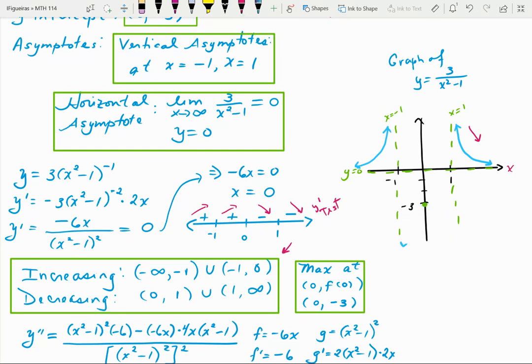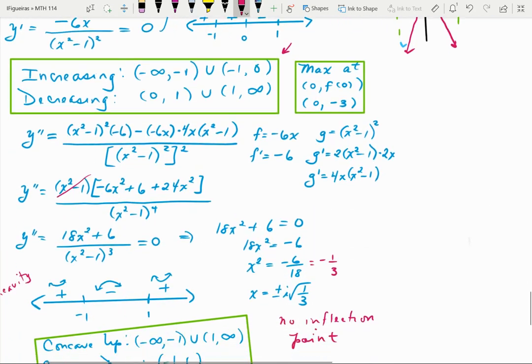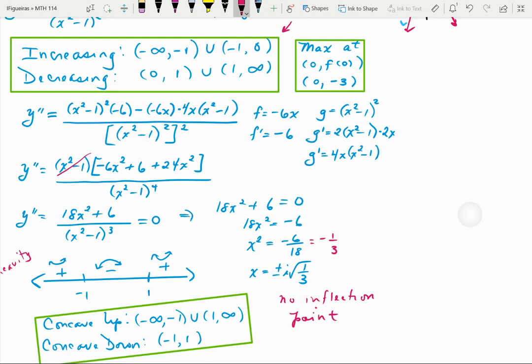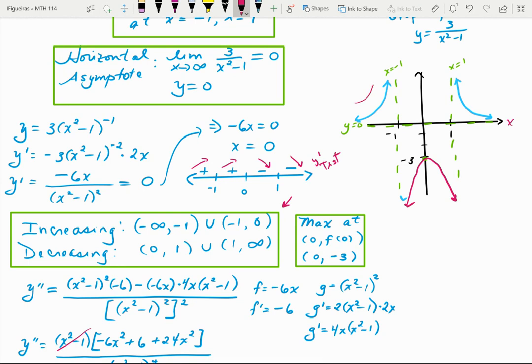Oops, I erased the wrong thing. Let me put my graph back on there. Okay, now let's talk about concavity. Remember, it's concave up from -infinity to -1 and from 1 to infinity. So that's what you see here, concave up from -infinity to -1, concave up from 1 to infinity.